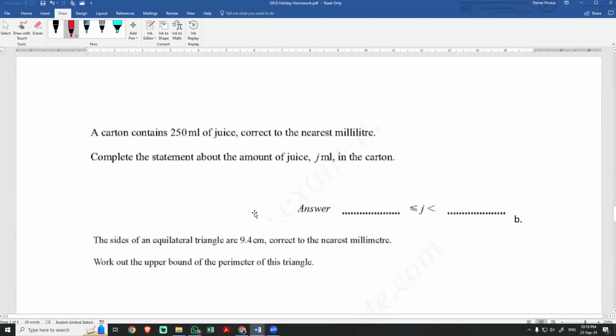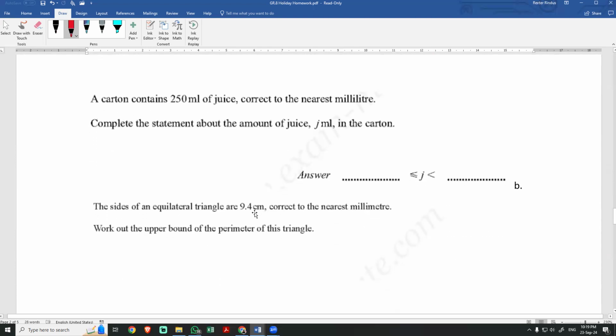The next question says, a carton contains 250 ml of juice, correct to the nearest millimeter. Again, you have to understand the conversion of millimeter to meter, because this may confuse you and you might simply add 0.5 to it. But millimeter is different. When we talk about millimeter, it's times 10 of the value. So if I convert 250 ml into millimeter, it will be multiplied by 10.